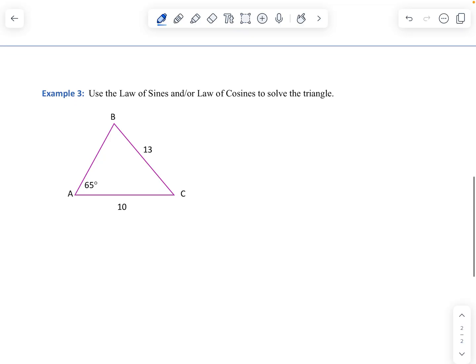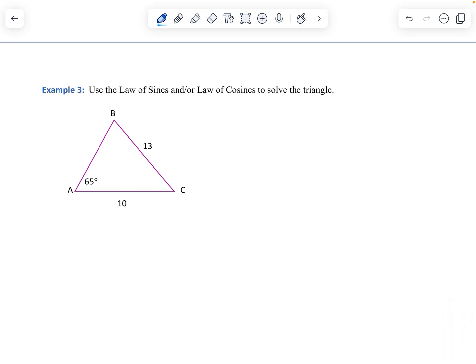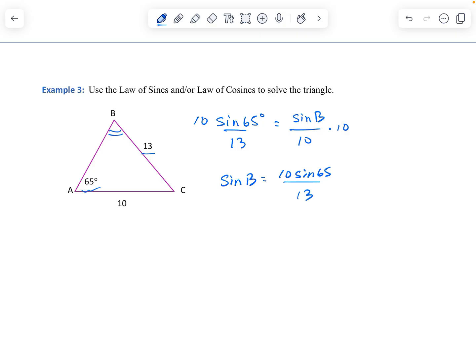All right, we're going to try it one more time and see what happens. I've got a side and an angle opposite, so I have a pair, so I'm going to do law of sines. Sine of 65 degrees over 13 is equal to, solving for b here, sine of b over 10. I'm going to cross multiply, or multiply out the 10. Sine of b is equal to 10 sine 65 divided by 13.